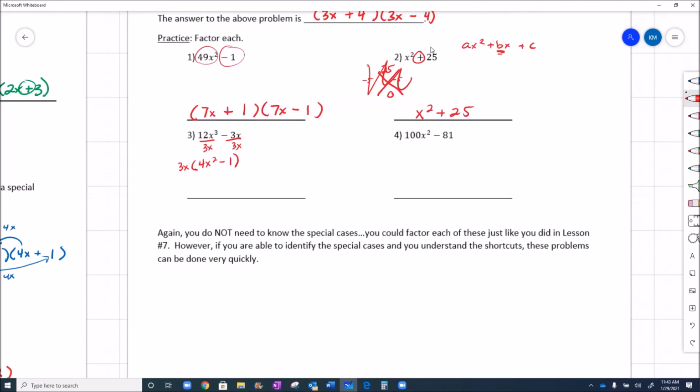So we've pulled out the GCF, but inside here, you should notice we have a positive perfect square, 4x squared, and a negative perfect square, 1. And so we have 2x here, 2x here, 1 here, different signs. And so here is our factorization: 3x times 2x minus 1 times 2x plus 1.